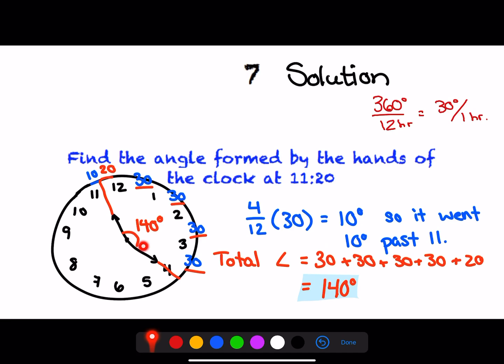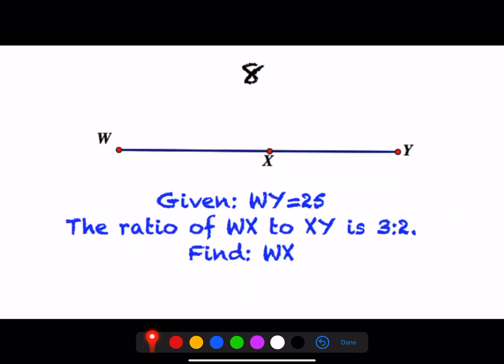All right, next we have another segment ratio problem. So go ahead and pause the video if you'd like, and we'll work through this one in just a minute. All right, so for this one, we're trying to find the length of WX. So from W to X. Now, I know that the whole thing, WY, is 25. And I know that there's a ratio of WX to XY. And that ratio is 3 to 2.